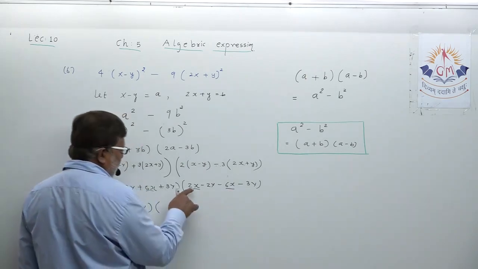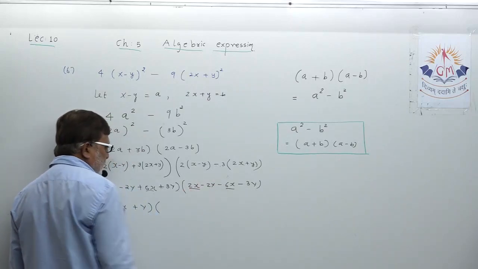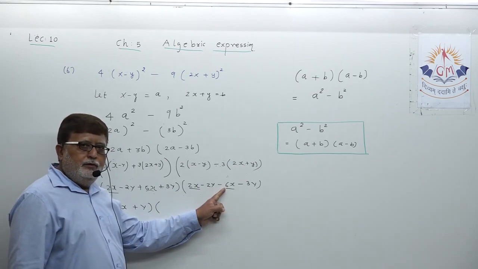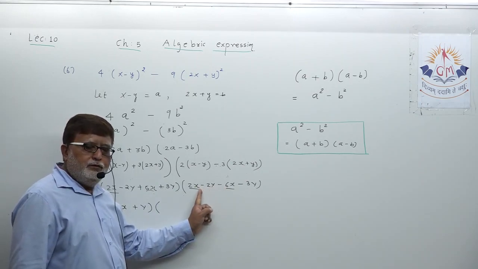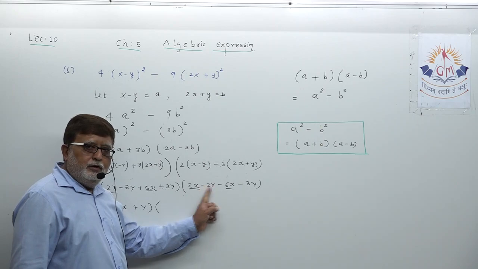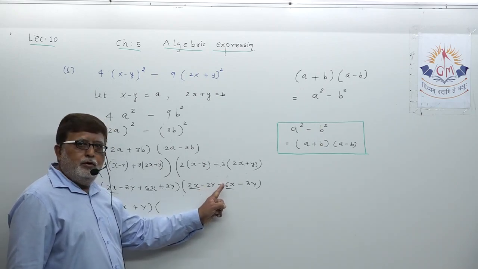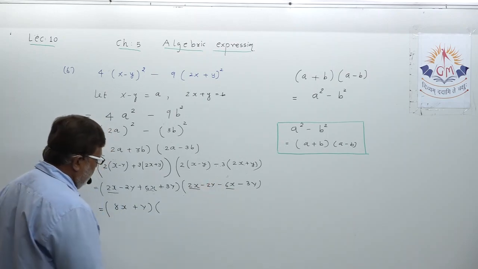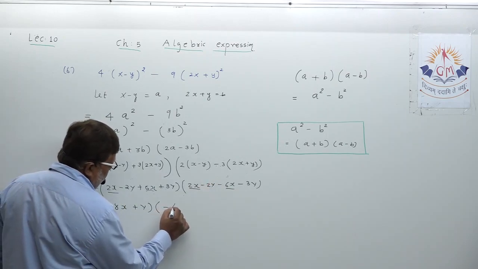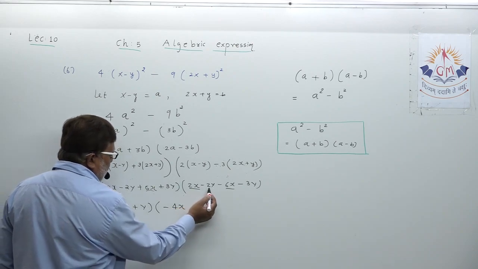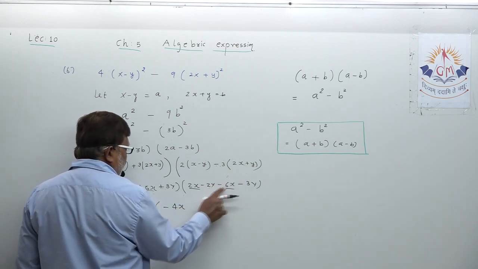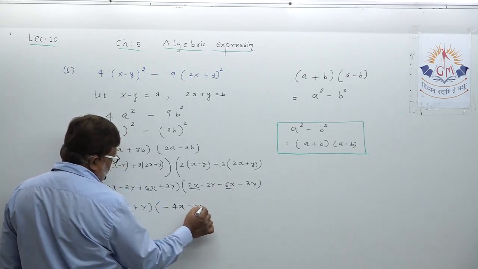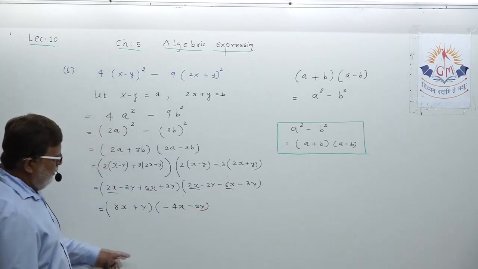2x minus 6x plus minus minus 6 plus 2x, 4x, sign of greater number has to appear in the result. Minus 4x minus minus plus, this is 5y, both are added, sign of greater number, so answer is minus 5y.